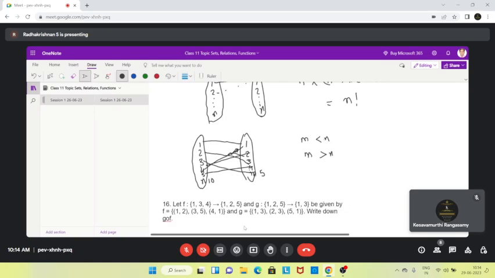Suppose M is less than N, that means the codomain is smaller. Then a one-to-one function cannot be defined at all, not even one function, because all elements in the domain need to be mapped, but there are not sufficient elements in the codomain to map. So it is impossible, right? So if M is less than N, we cannot define any one-to-one function.